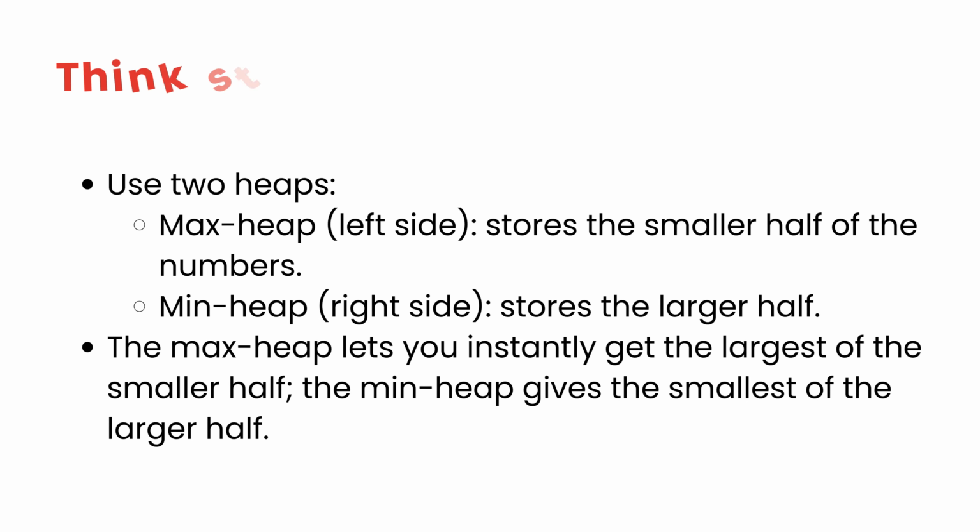Think step by step. Use two heaps. Max heap, left side, stores the smaller half of the numbers. Min heap, right side, stores the larger half. The max heap lets you instantly get the largest of the smaller half. The min heap gives the smallest of the larger half.